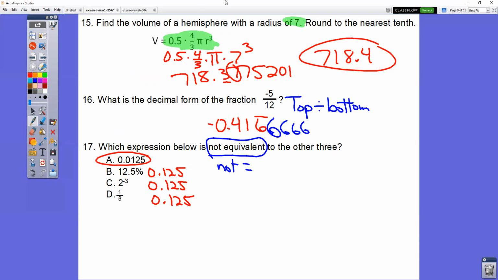So which one is not like the other 3? All right, so when you type these three into the calculator, B, C, and D, you get 0.125. But notice that that doesn't match choice A, which is 0.0125. So be very careful there.